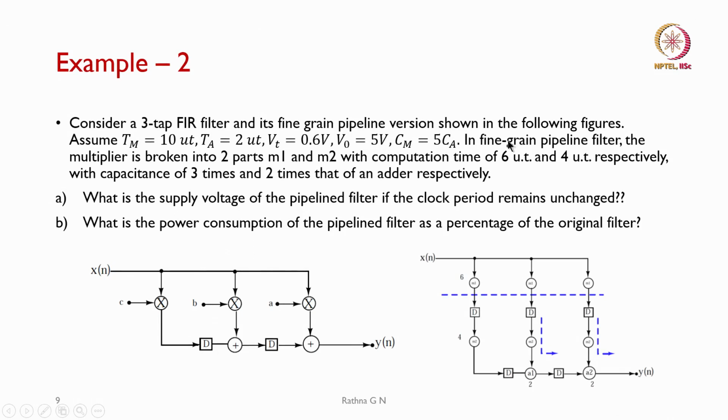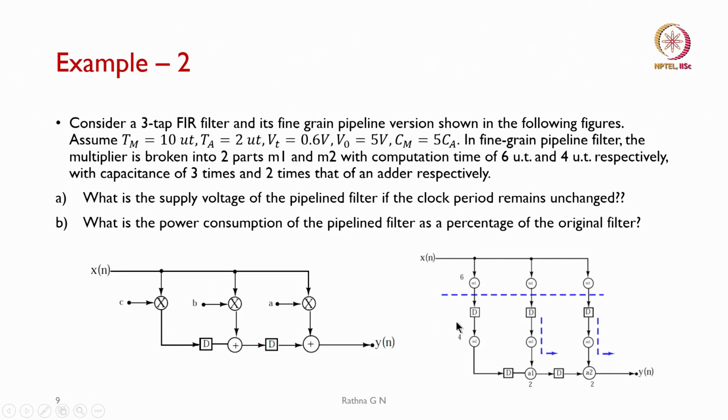You will see that in the pipelined filter, the multiplier is broken into 2 parts, M1 and M2, with computation times of 6 units and 4 units, which total 10 units of time, with capacitances of 3 times and 2 times that of an adder respectively.